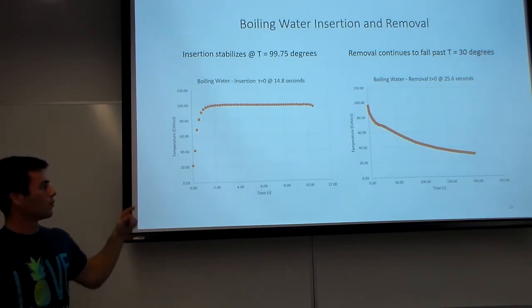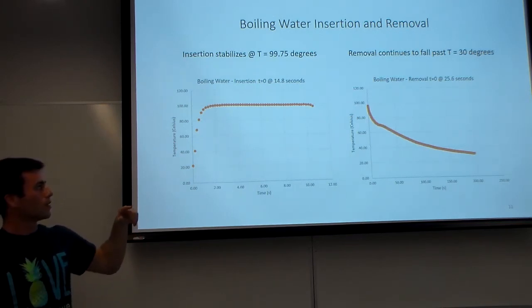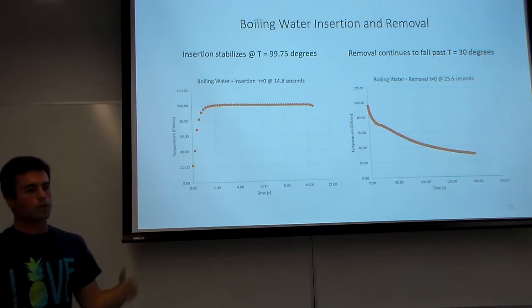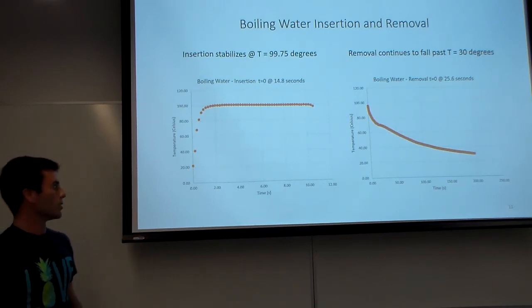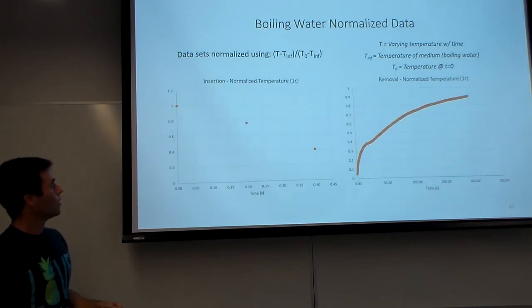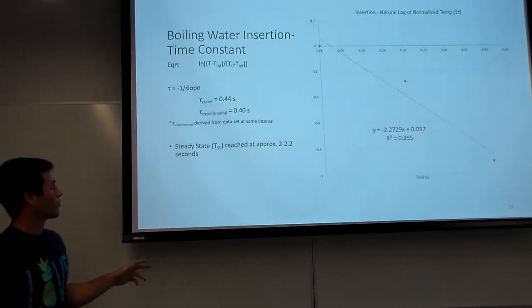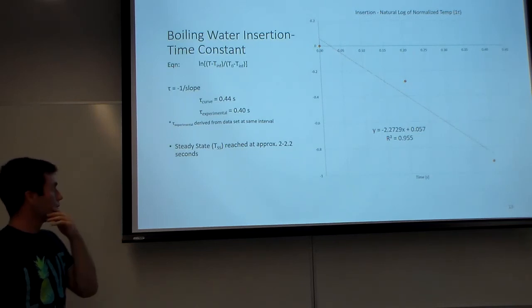When we did remove for this experiment as well, we stopped at about 30 degrees, but we know ambient temperature was lower than that. So we're going to see some disparity in results from that. This is normalized data, once again, just scaling it. And then as far as time constant goes, this was pretty good.